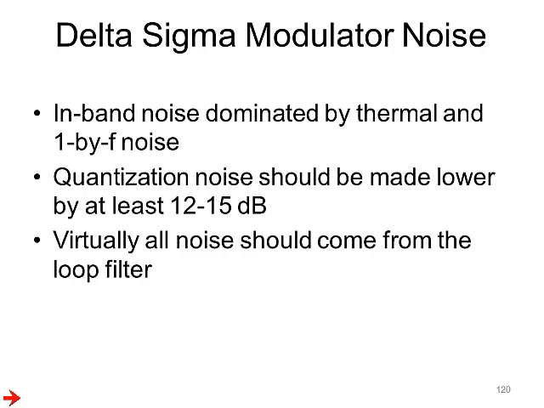The in-band noise of a delta sigma modulator is usually dominated by thermal and 1/f noise of the front-end stages of the modulator. In any good modulator, quantization noise is about 12 to 15 dB lower than the thermal noise, and therefore most of the noise should be coming from the loop filter. In other words, the quantizer should be a very, very small contributor to the in-band noise.